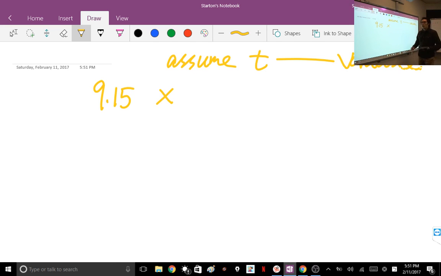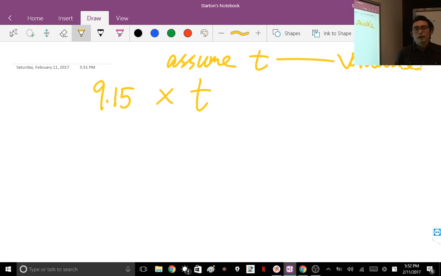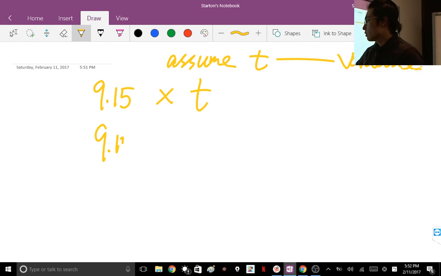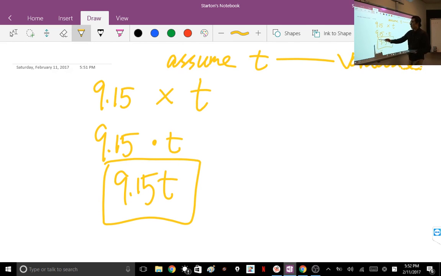In this case, can we use an expression to illustrate the money that you make if you work t hours? Of course, we can do that. 9.15 times t. And by some conventions, times we can write using a dot to simplify that. And sometimes, for even more simplification, we can ignore the dot, which is 9.15t. These three expressions mean exactly the same thing in the math world. So later we will just use this one to simplify our expression.